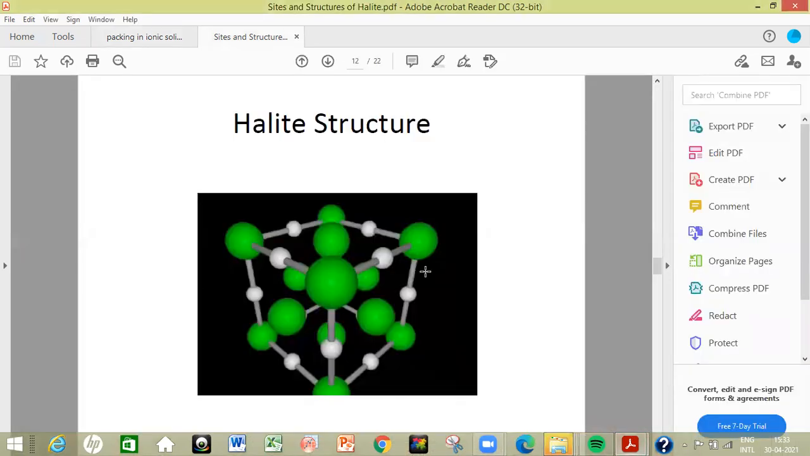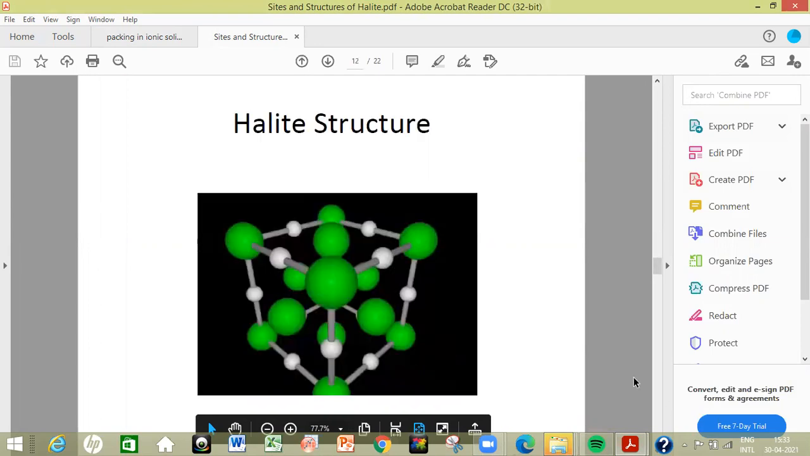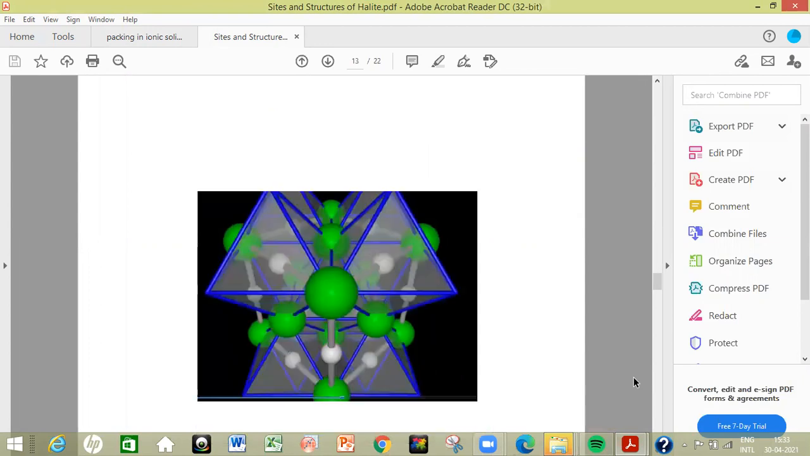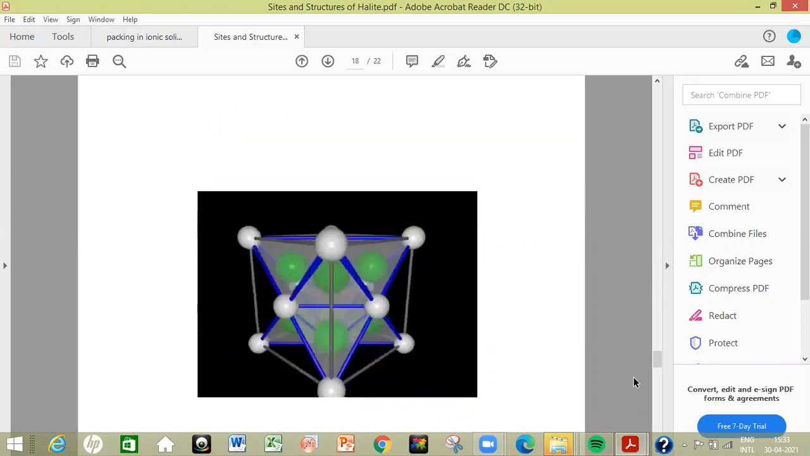So here is the colored structure for the halide structure. Here green spheres represent the chloride ions, and white spheres represent the sodium ions. The corners and face centers make the FCC lattice, and these are chloride ions, and the sodium spheres are present at the edge centers and at the body center. So they are occupying the octahedral sites. Here the octahedral sites have been shown for all the sodium ions. So this is the space filling model.